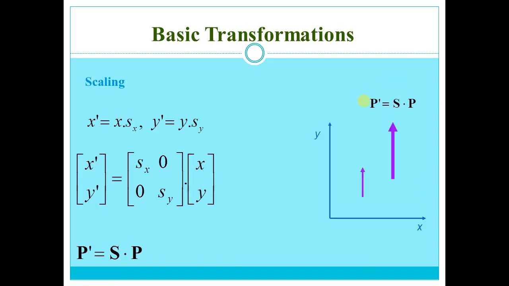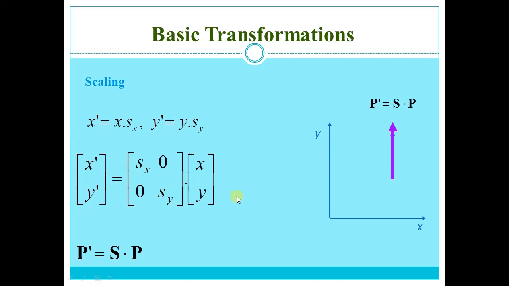Scaling transformation is applied to change the scale of an entity. It alters the size of an object like this. To achieve the scaling, the original coordinates of point P, that is x, y, will be multiplied by the scaling factors Sx and Sy.